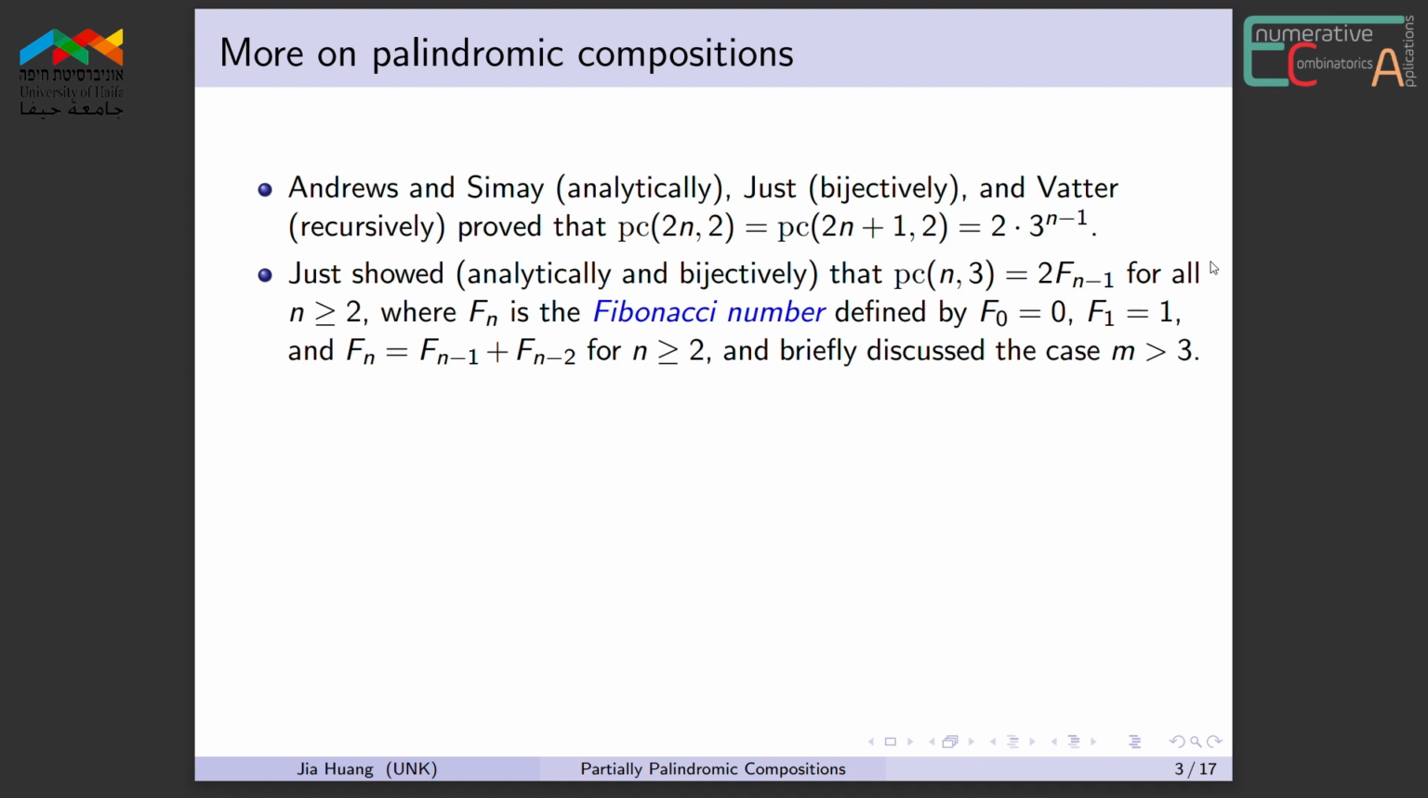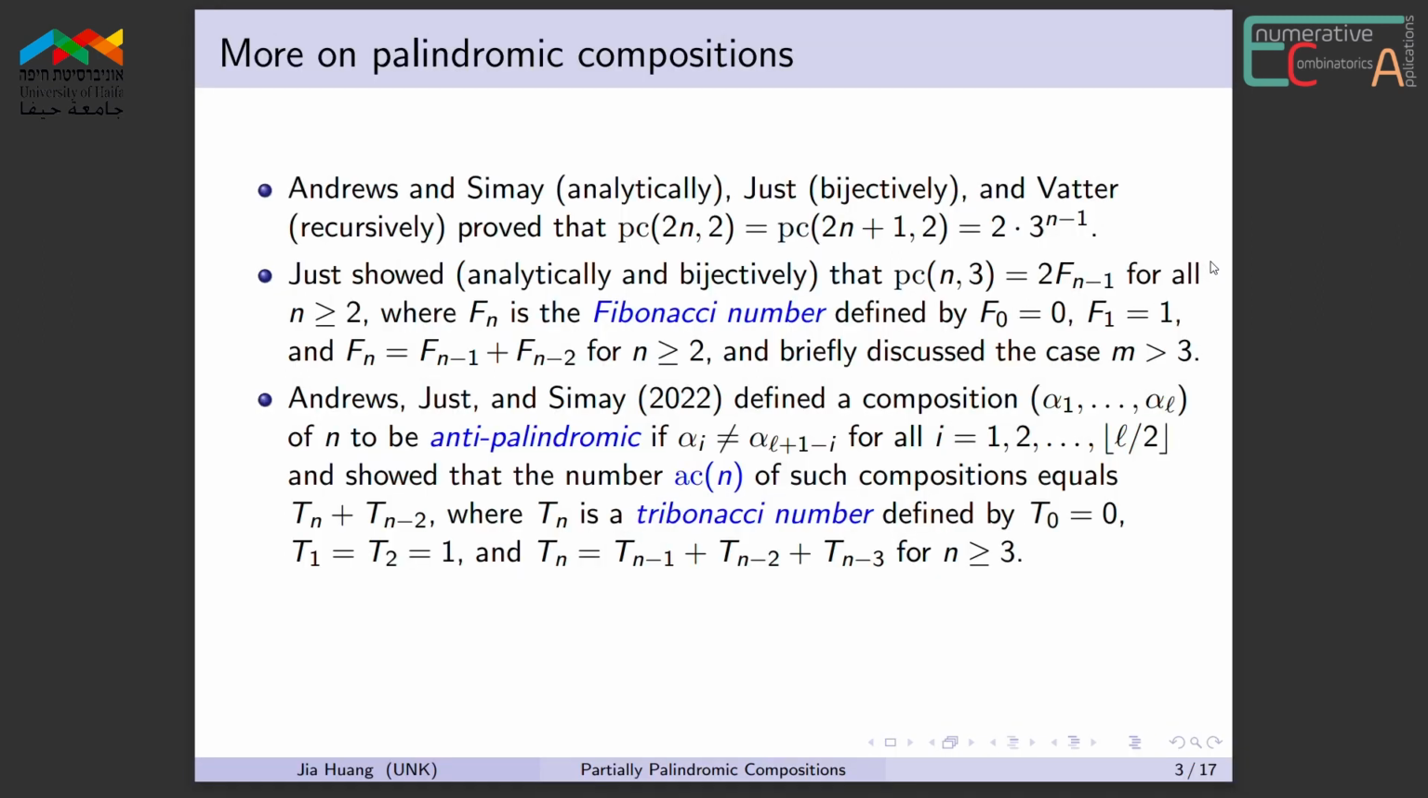Just also showed a formula for PC3 of n, which equals 2 to the 2 times n, f n minus 1. Here f sub n is the Fibonacci number. Just gave two proofs, one using generating functions, the other using bijections. And he briefly discussed the case m greater than 3.